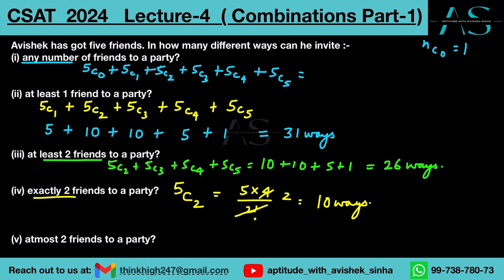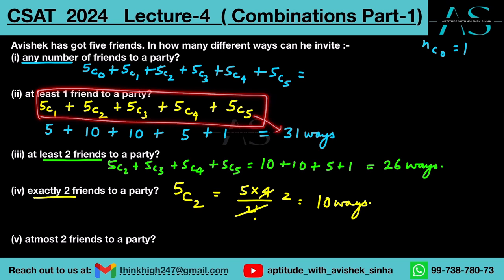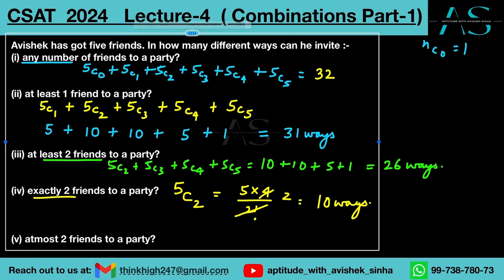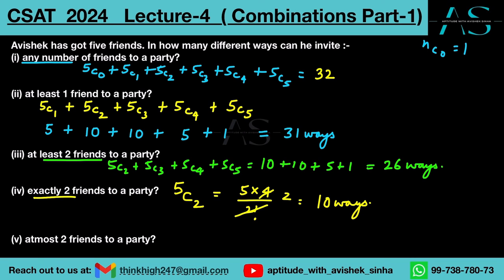So up from 5C1 to 5C5, the answer is 31. That means from here to here, the answer is 31. NC0 is 1. So this answer is 32. Now, let's talk about at most two friends. The maximum that we have is 2. So the minimum that we have is 0.